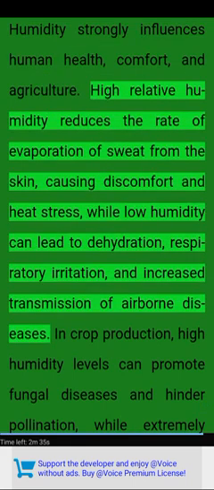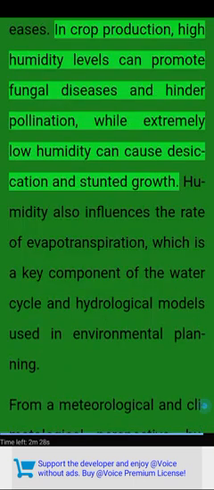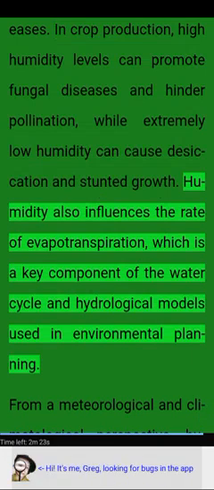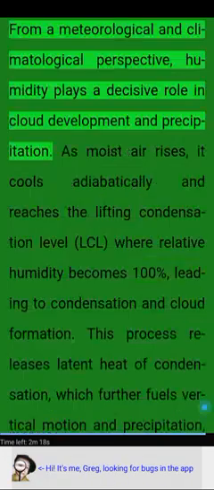High relative humidity reduces the rate of evaporation of sweat from the skin, causing discomfort and heat stress, while low humidity can lead to dehydration, respiratory irritation, and increased transmission of airborne diseases. In crop production, high humidity levels can promote fungal diseases and hinder pollination, while extremely low humidity can cause desiccation and stunted growth. Humidity also influences the rate of evapotranspiration, which is a key component of the water cycle and hydrological models used in environmental planning.